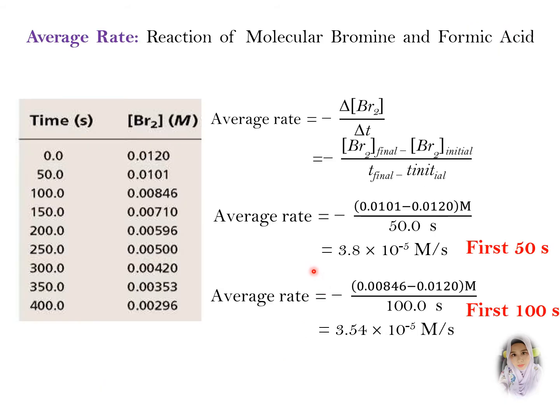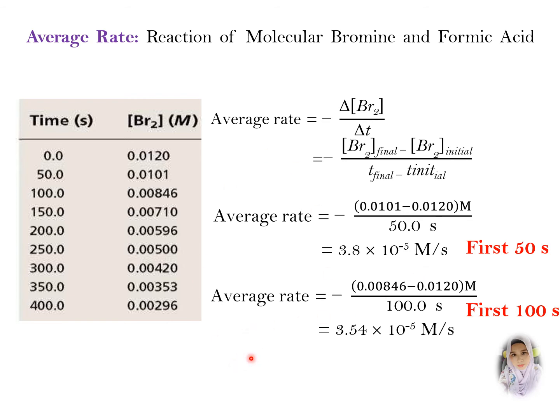So the rate of reaction can be calculated by the change in concentration of bromine at time t minus the initial concentration. For example, when we consider the rate for the first 50 seconds, the change in concentration of bromine is 0.0101 minus the initial concentration 0.0120, and the time is equal to 50 seconds. So we get the average rate of about 3.8 times 10 to the power negative 5 molar per second.